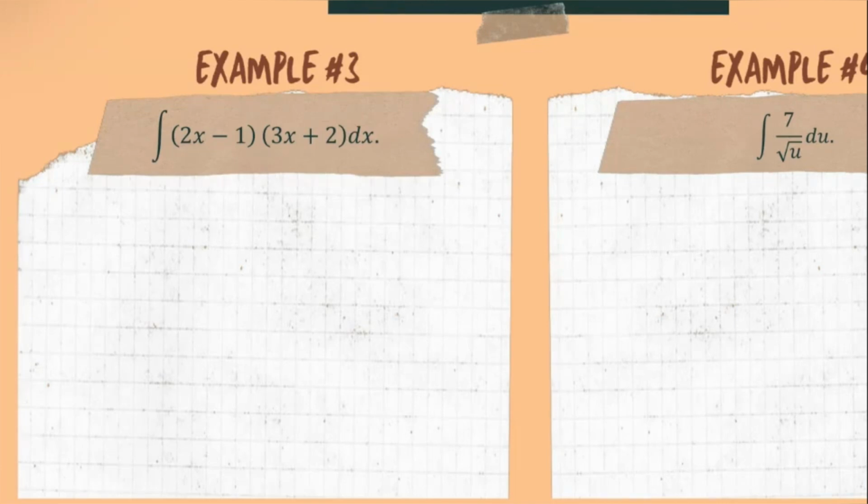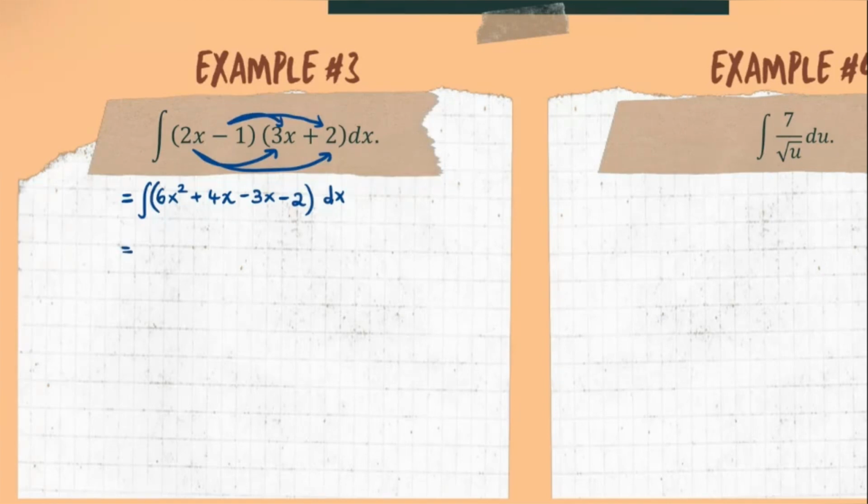So for this example 3, what we are going to do is expand this function. So 2x darabkan dengan 3x dapat 6x squared, and then plus 4x minus 3x minus 2 of dx. Okay. Saya simplify dia dahulu. I get 6x squared plus x minus 2 dx. Alright, and then kemudian barulah kita start integrate.